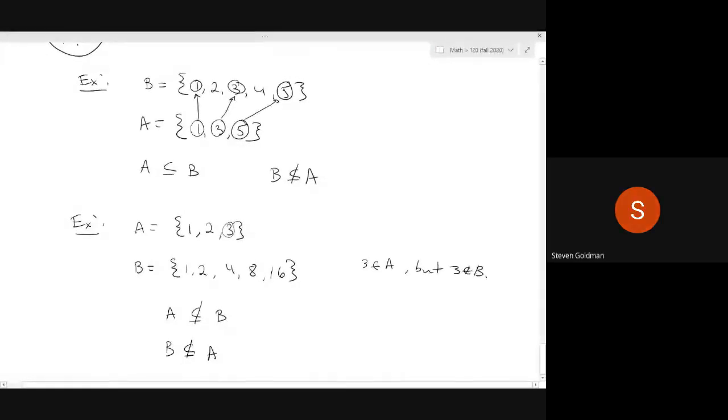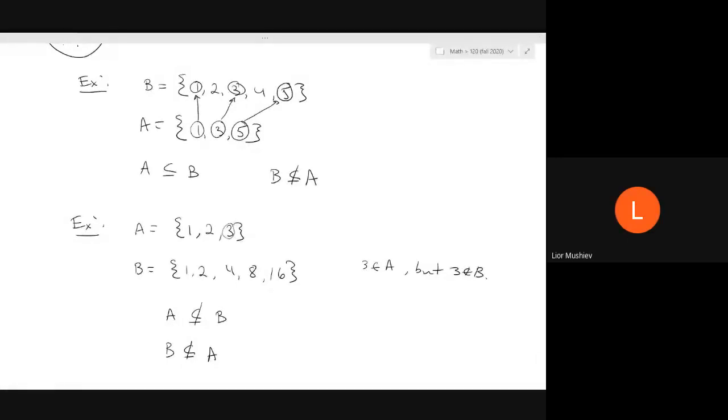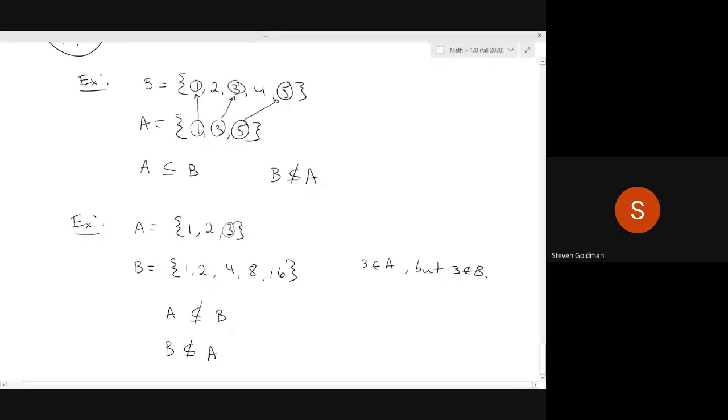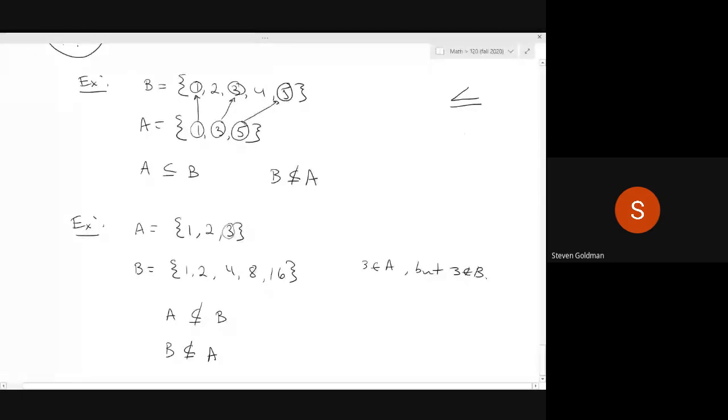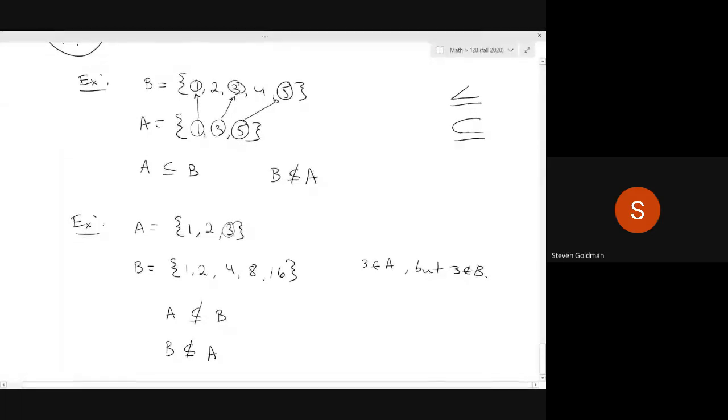Professor, for the symbol that you're using, is that like a less than or equal to sign, or is that just a C with an underline? Yes, it looks similar to the less than or equal to sign, but it's not. It's more like a C. It's curved. Less than or equal to will have the point. Subset will be curved, so it looks more like a C.